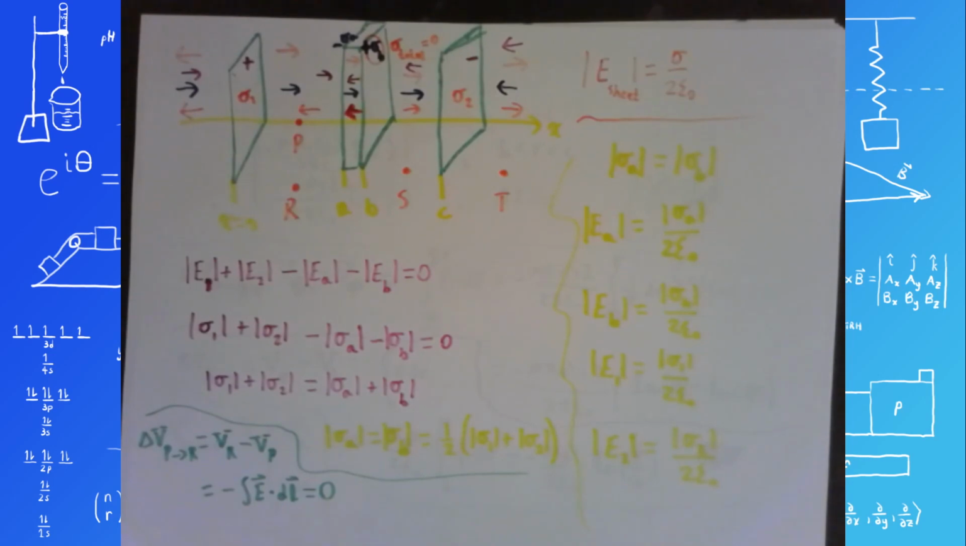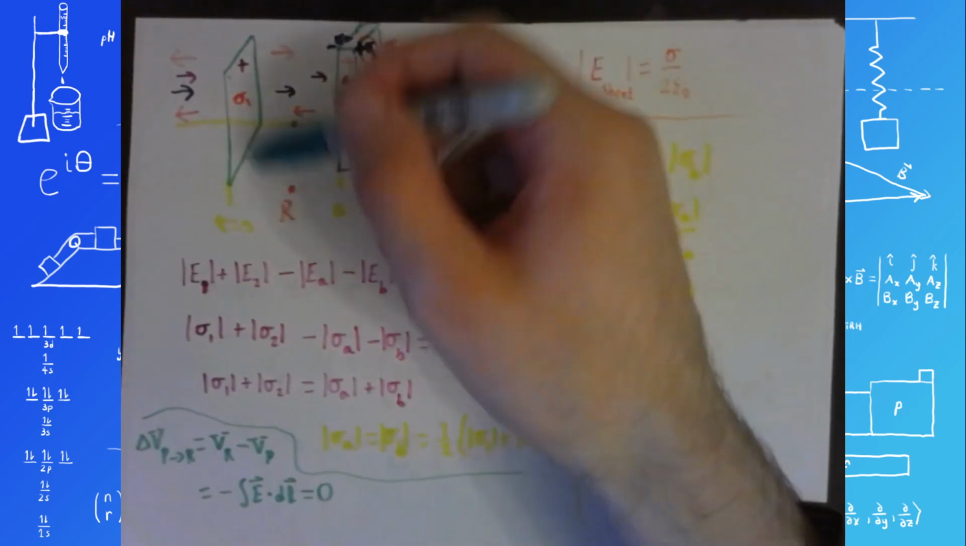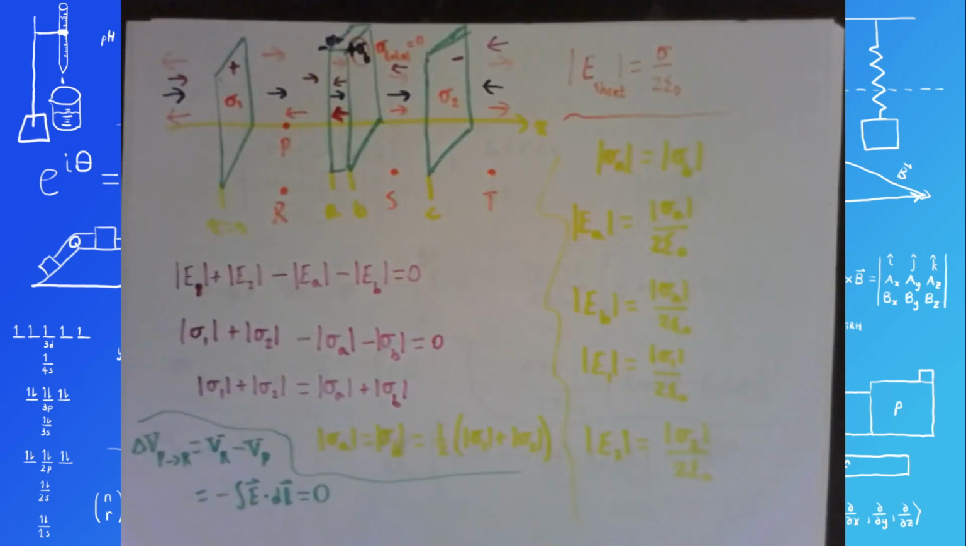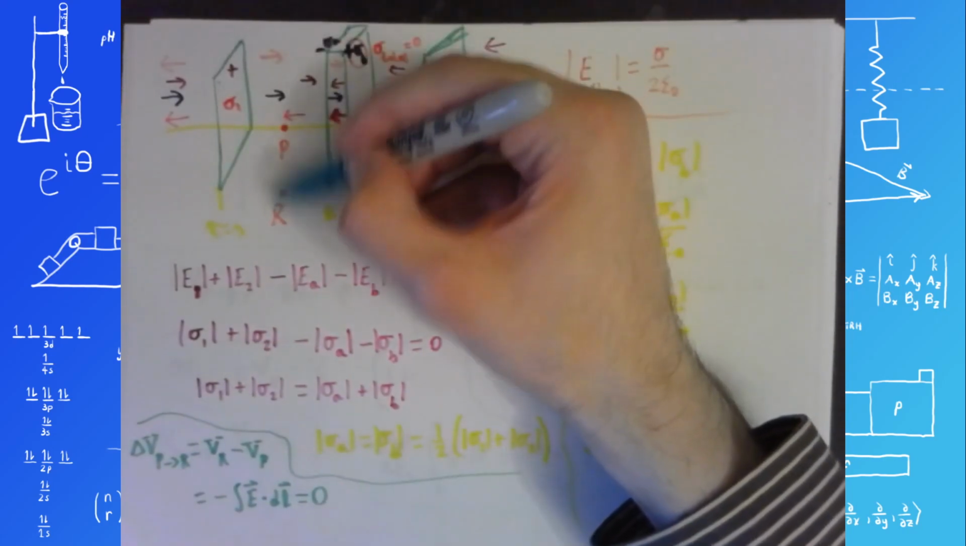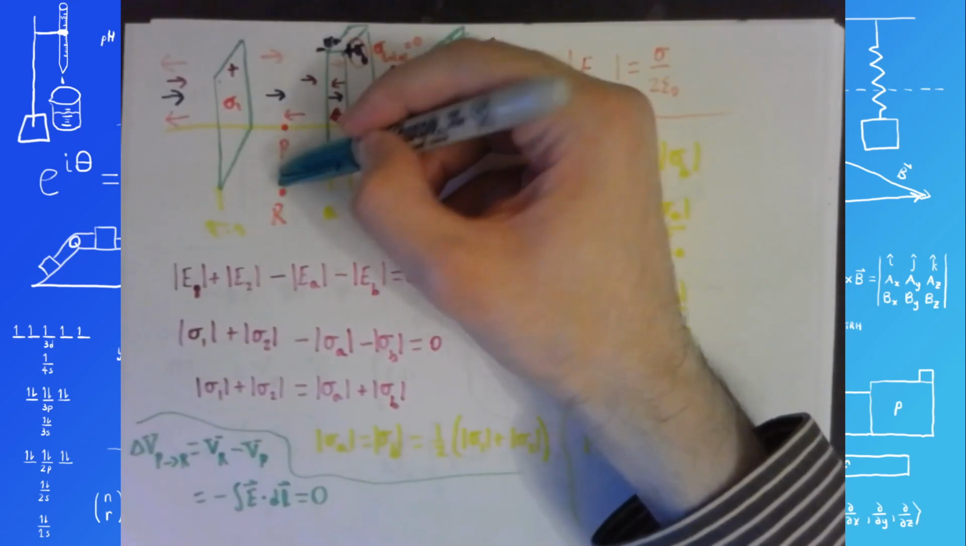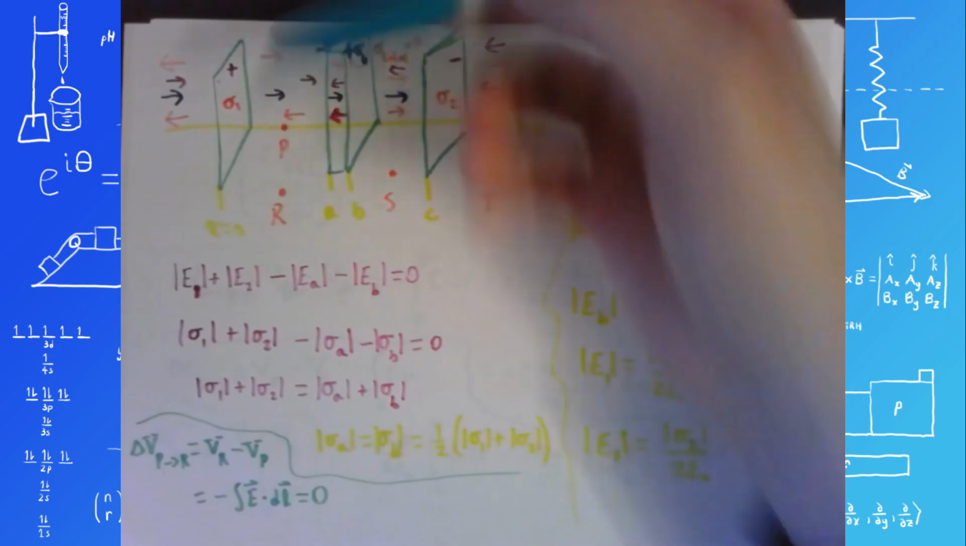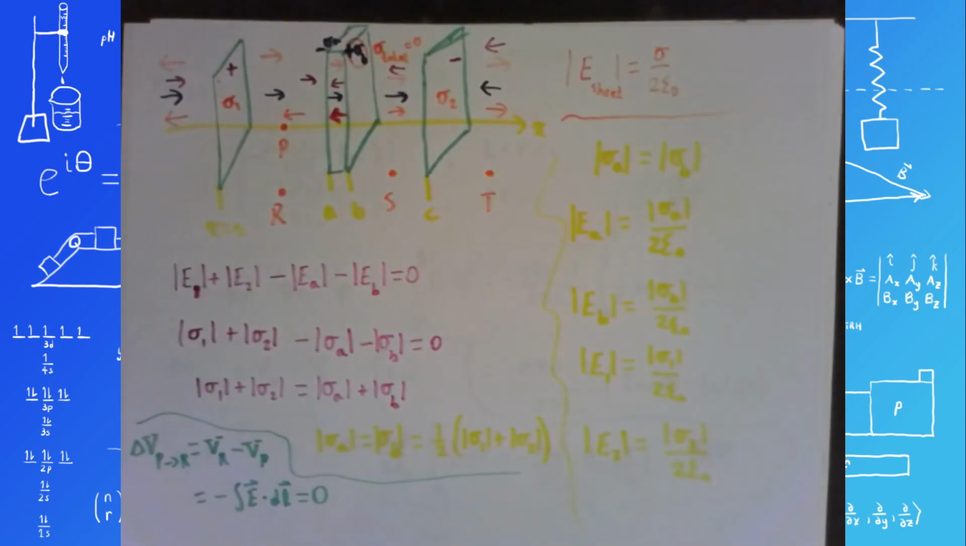And yeah, that's how I immediately knew the change in voltage between these positions is going to be 0, because in this movement, you're not moving with or against an electric field. If you don't move with or against an electric field, then you can neither lose nor gain any electric potential energy, which means you can't lose or gain any voltage.